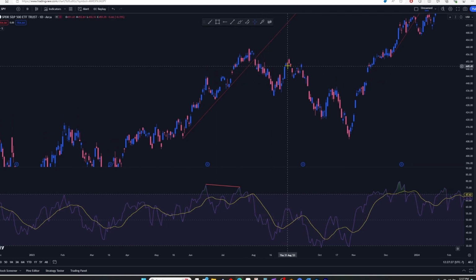Now you suffered a little bit if you went into a put for a few days, but then it dropped off dramatically, came back up, dropped off even more dramatically. I probably would have been out here by August 18th, to be honest. But that's what we're looking for.